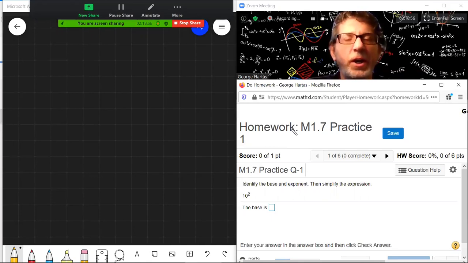Hello, in this video I'm going to explain exponents and factors. So in this problem here, it says identify the base and exponent and then simplify the expression. So there's going to be some terminology in this section here.